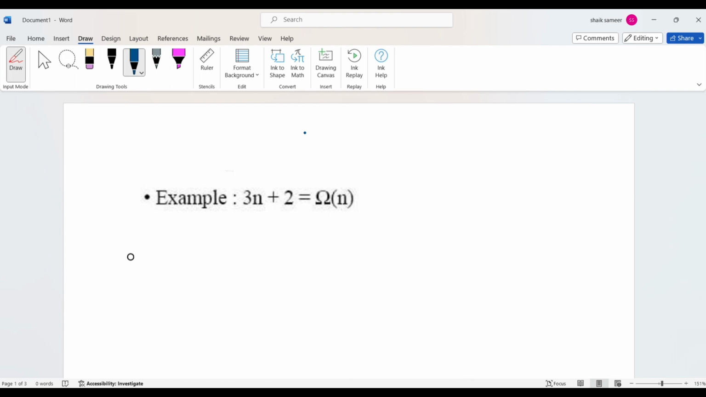So let us start this problem. Let us solve this problem. This problem is based on the big omega notation.